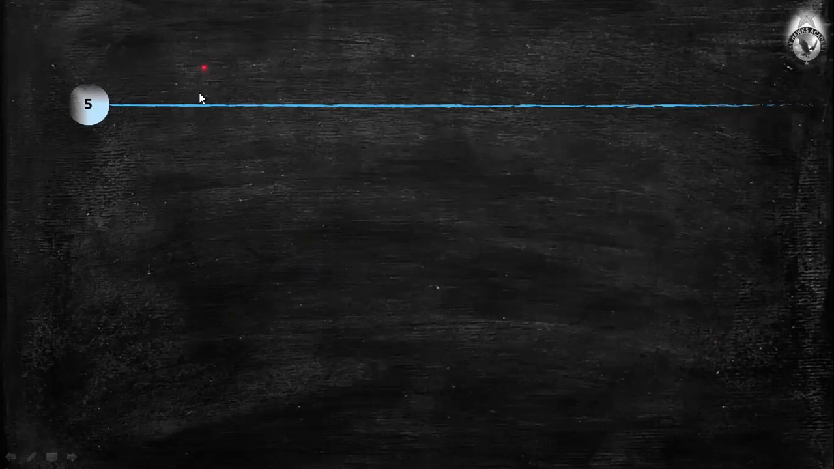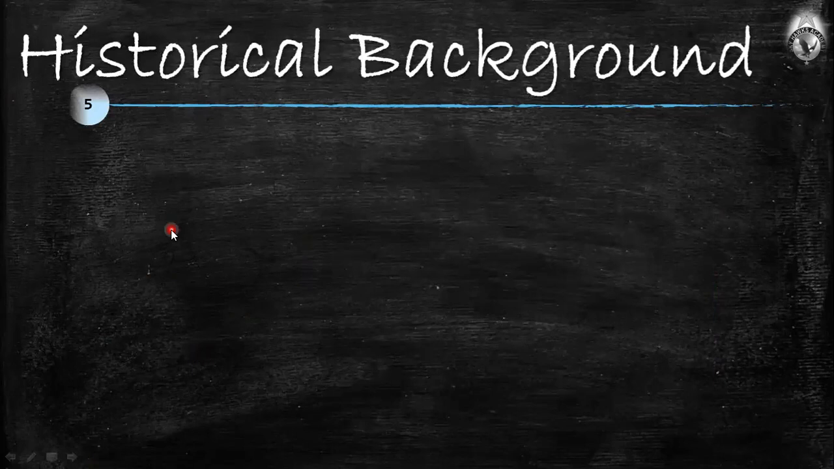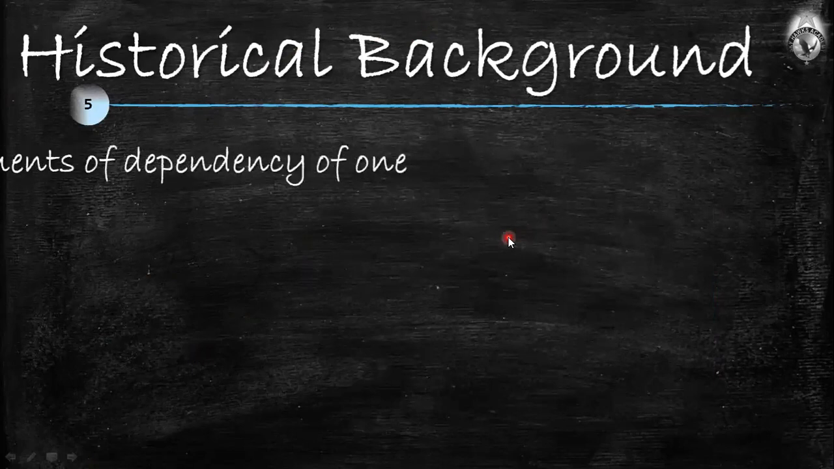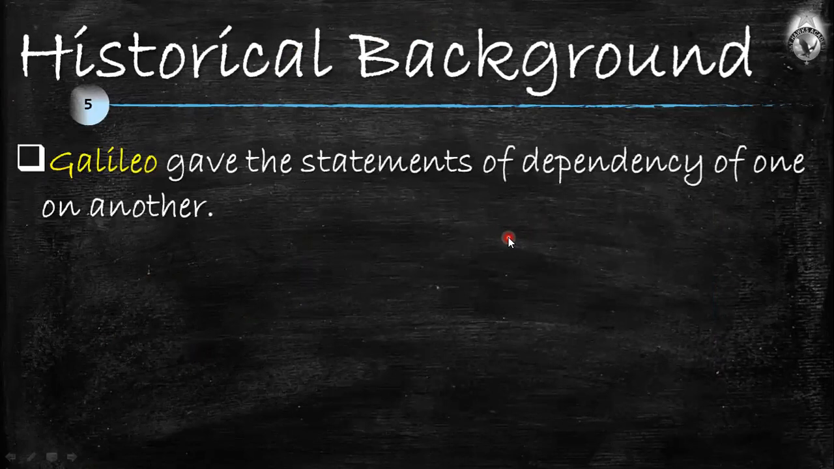So now let's see what is next. That is the historical background. We are not going into detail, but it's just a glimpse of the historical background of the inverse functions. So very briefly, please read this one. Galileo gave the statements of dependency of one another. So one and another, that was Galileo.